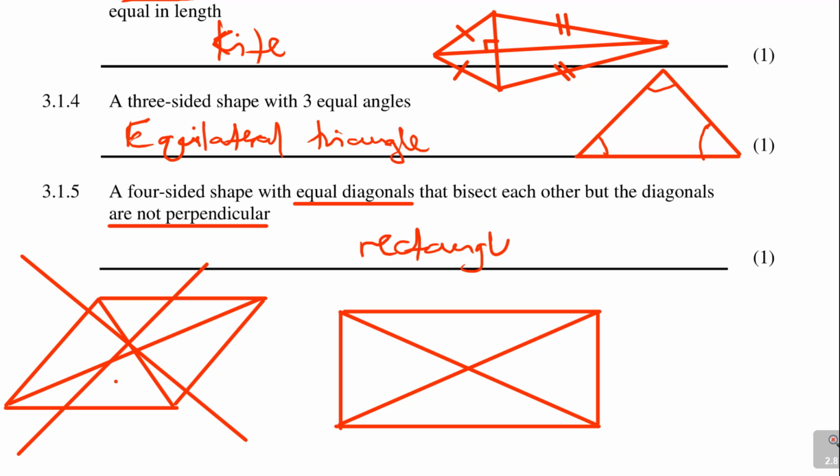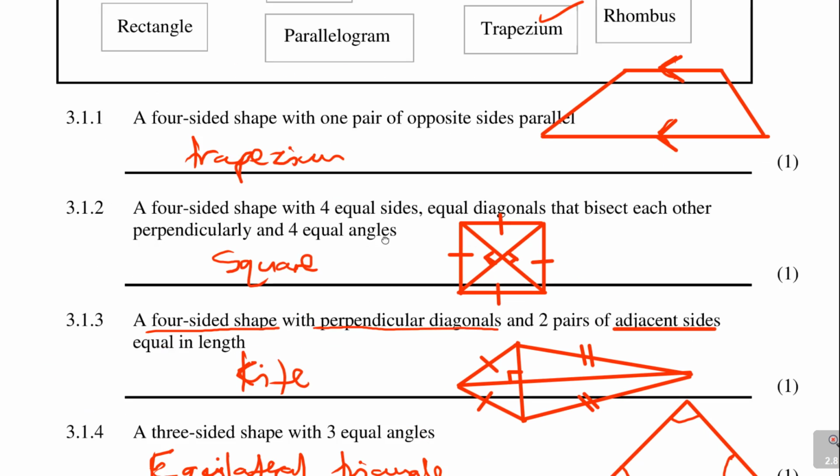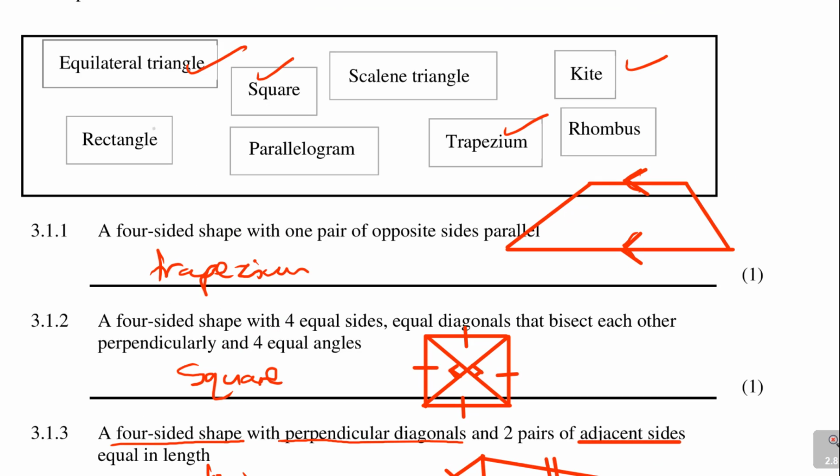Is it there on our list? Let's just check. Yes, it's a rectangle. Is it a parallelogram? All these shapes are parallelograms. To say a square is a parallelogram is a bit vague. A rectangle is a parallelogram. A trapezium is a parallelogram. Rhombus failed, you see. So the best answer there was a rectangle.